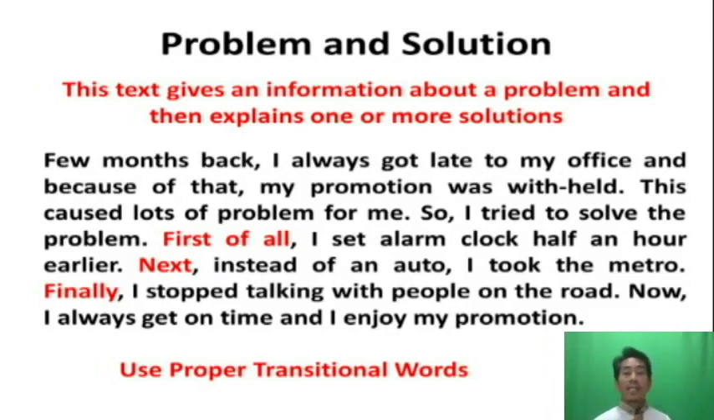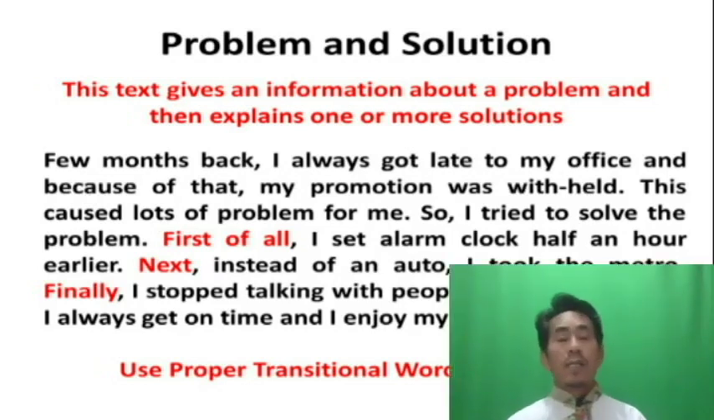First of all, I set the alarm clock half an hour earlier. Next, instead of auto, I took the metro. Finally, I stopped talking with people on the road. Now I always get on time and I enjoy my promotion. So this is an example of problem and solution. First of all, you are given one problem, and then after that, you are given one or two solutions in order to get rid of that problem. This is problem and solution.